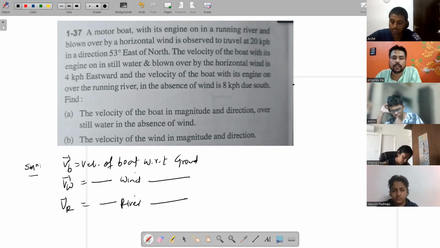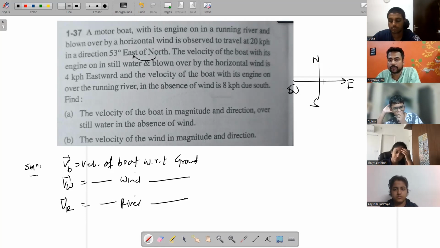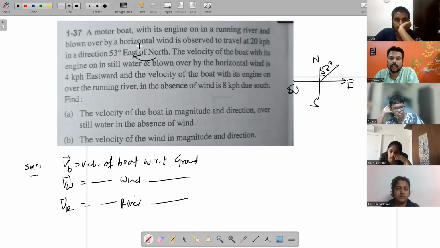Now here you can see that a motor boat with its engine on in a running river and blown over by a horizontal wind is observed to travel at 20 km per hour in a direction 53 degrees east of north. It means north to east. See, this is your east, west, north, south. So the angle will be made from north to east. So this is how we read it. This angle will be 53 degrees, from north towards east.